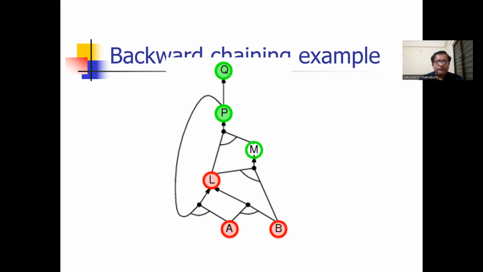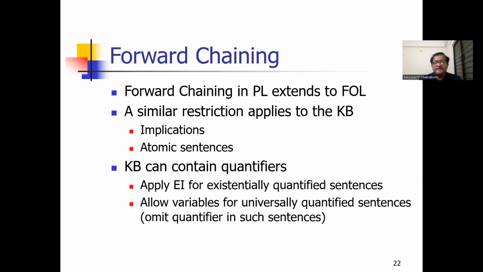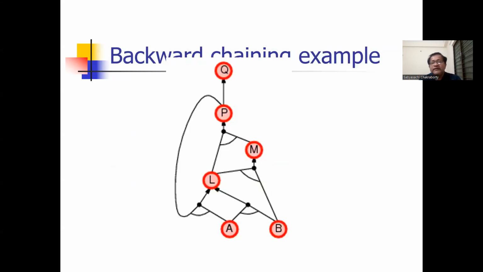As L and B are both true, L intersection B implies M, which has to be true. As we know M and L are true, M intersection L implies E, which has to be true. And we know P is true, so Q has to be true. So this is the way we are showing backward chaining, as a reverse procedure of forward chaining, with the help of the knowledge base.